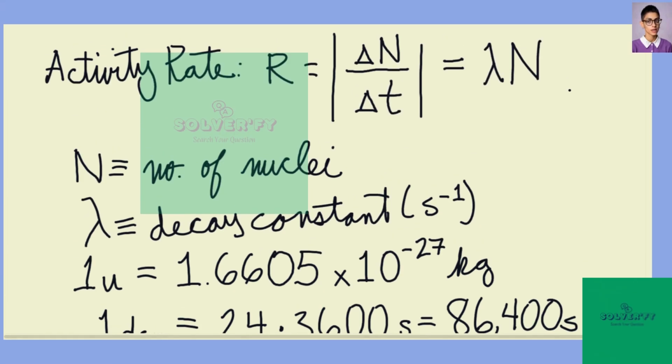In this problem, we're asked to find the activities of 1 gram of iodine 131 for part A. And in part B, we're asked to find the activity of uranium 238.